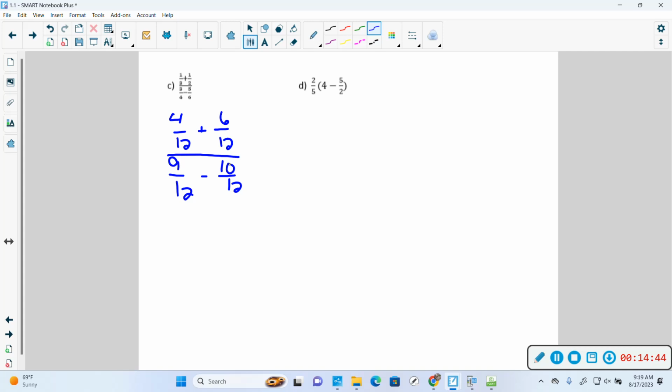Let's combine the top fractions and the 2 bottom ones. So 4/12, 6/12, I got 10/12ths on the top. 9 minus 10, we've got negative 1/12 on the bottom.